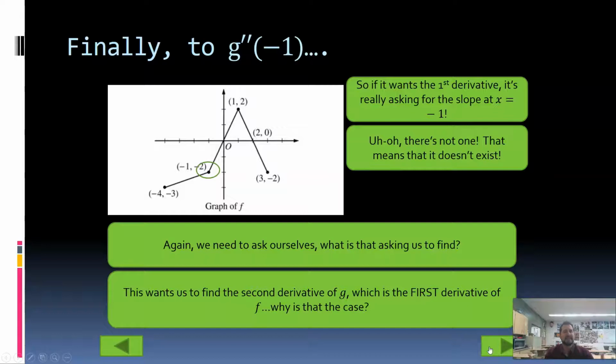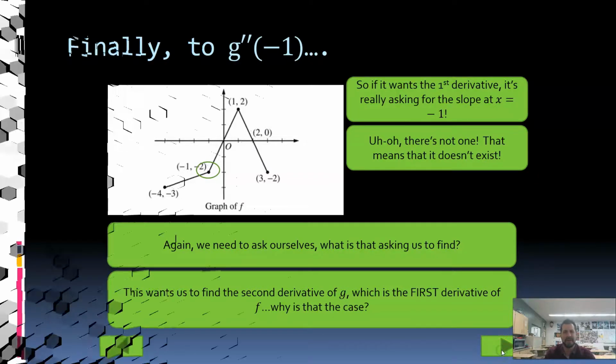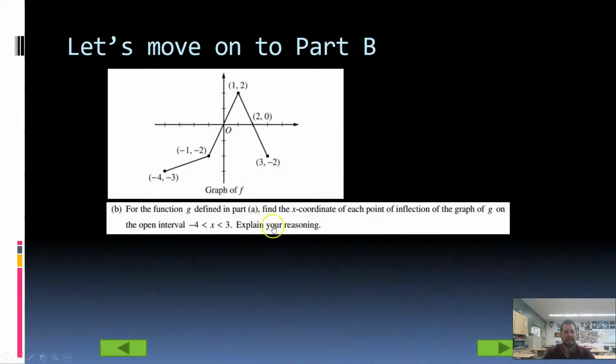Now, again, it's really easy a lot of times as I'm walking you through them to say, okay, I get that, but trying to come up with this stuff on your own is a little bit more difficult, so don't get frustrated. Let's take a look at letter B.